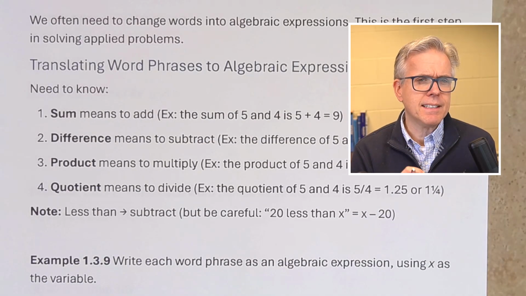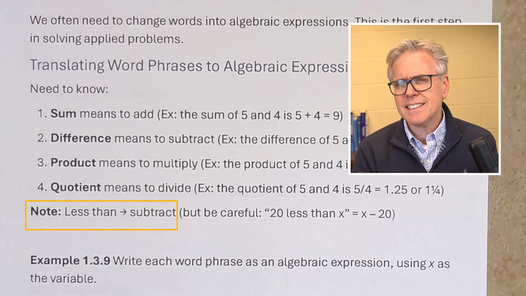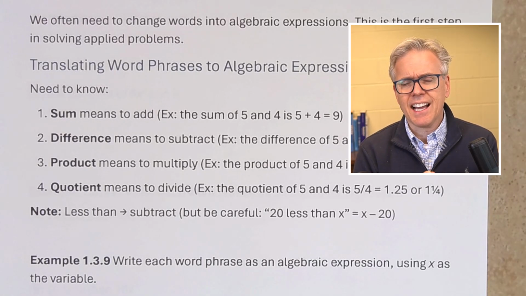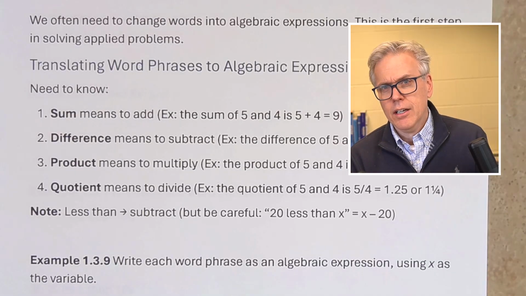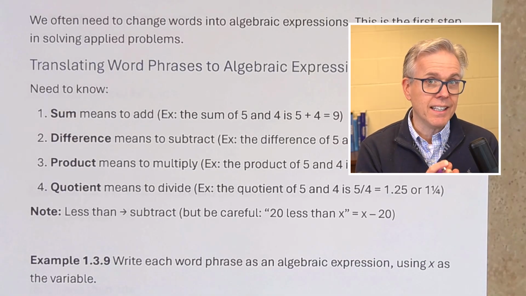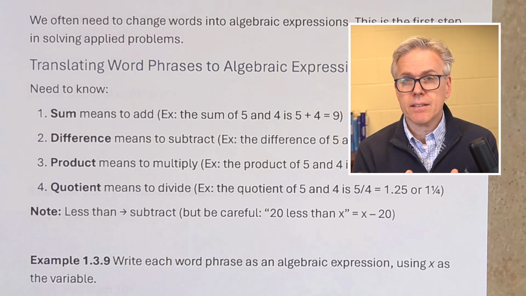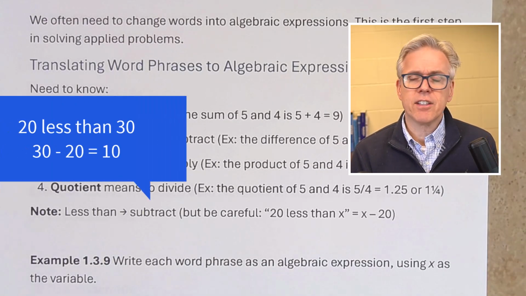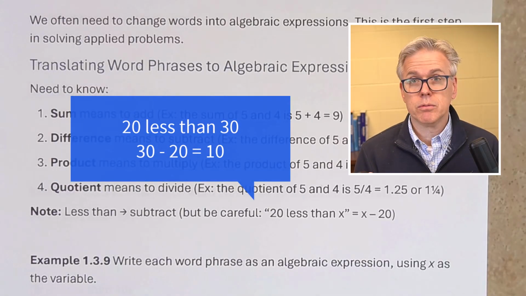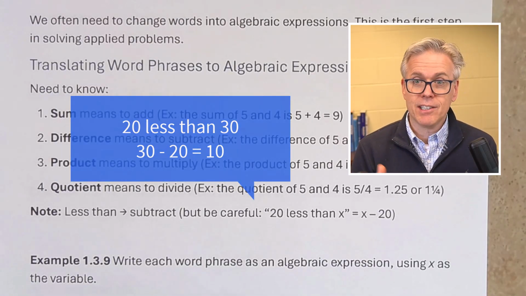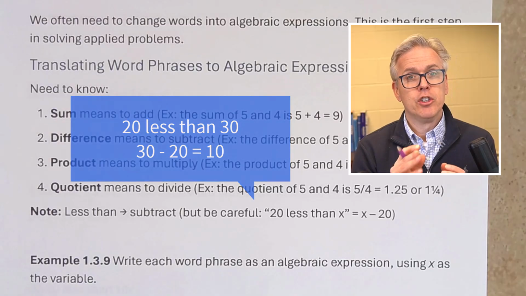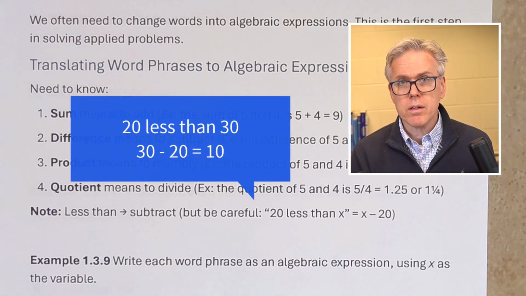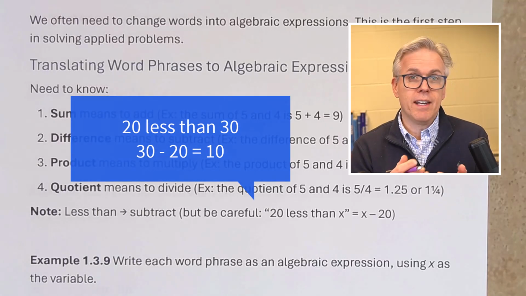Okay, another phrase that we need to know is less than. So less than, I think you know, means subtract, but you got to be careful. 20 less than x is actually x minus 20. So we don't write it necessarily in the same order that we read it in English. And picture it if we had numbers. If I said, what's 20 less than 30? I think everybody would say, well, 20 less than 30 is 10. You'd say 30 minus 20. You see what you did there? 20 less than 30, we still did 30 minus 20. So the order that we say things isn't necessarily the order that is written.